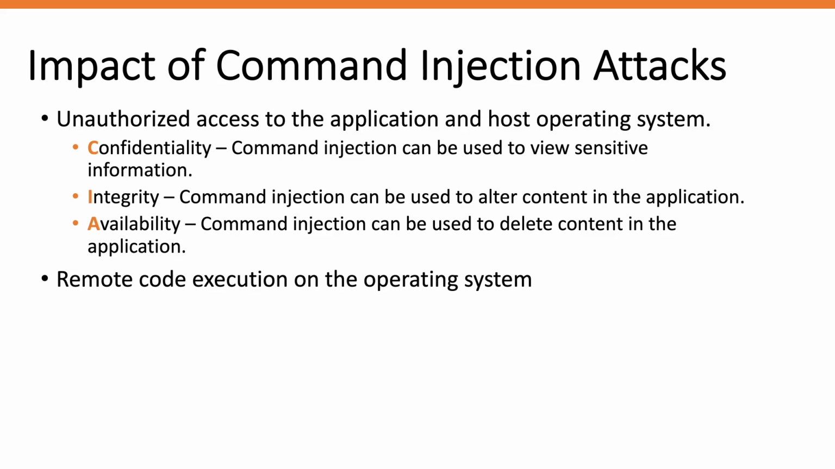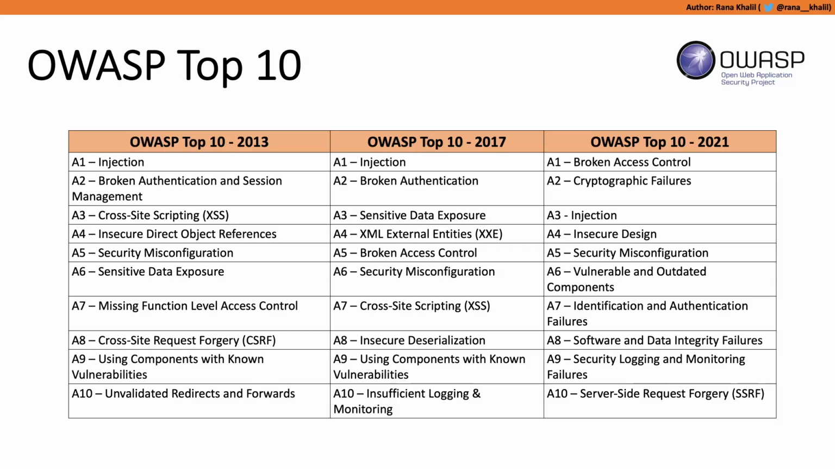Availability is affected because command injection can be used to delete the entire file system and so deny access to the application to users. And therefore, it affects all three of them at a maximum level. And this is a pretty serious vulnerability. So usually when you find it, you'll see that confidentiality, integrity, and availability are all rated at high, which makes the CVSS scoring critical. Okay, so that was the impact of command injection vulnerabilities.